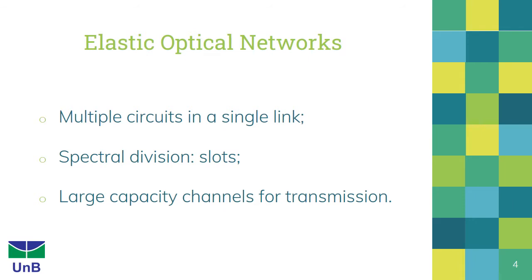So, elastic optical networks are defined as a type of network in which we can establish multiple circuits inside a single link. So we have inside the link the optical spectrum, which is divided in frequency ranges named slots. So inside a single fiber we can have multiple slots, and also elastic optical networks have the elasticity capacity because inside the spectrum we can arrange slots and put them together to create larger capacity channels for data transmission.